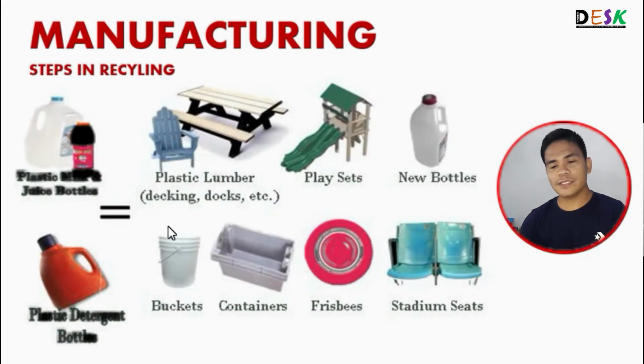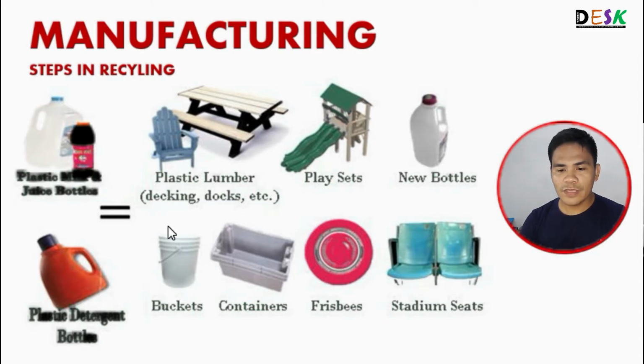Now the harder plastics, just like the plastic milk and juice bottles, they are harder. Now they can be recycled into harder products also as well. So we have the plastic lumber, we have the decking, the dock, etc. We are familiar with it with the so-called monoblocks. Alright. Okay, they can also be recycled into playset. Of course, they can also be made into new bottles and new items.